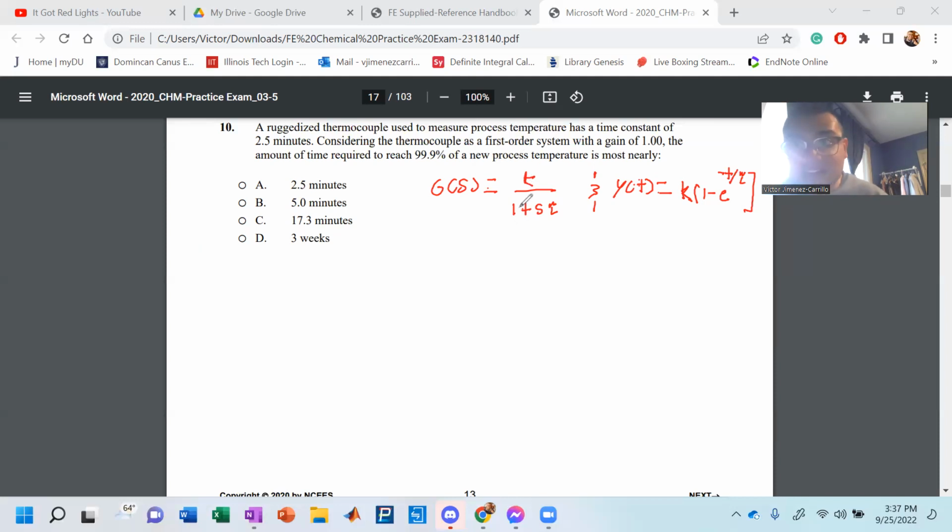Now we need to talk about what the question's actually giving you. Well, the question says that they give you a time constant that is 2.5 minutes. They give you a K, that's gain, that is equal to 1. And they're saying that you need to figure out how long it takes to do 99.9% of the process. In other words, Y is equal to, because we don't use percentages, 0.999, divided by 100, because nobody actually uses a percentage.